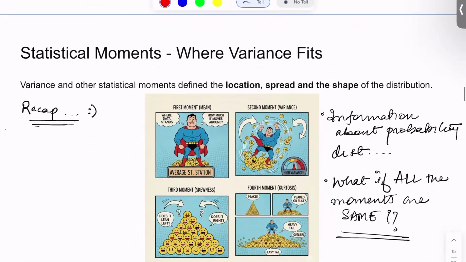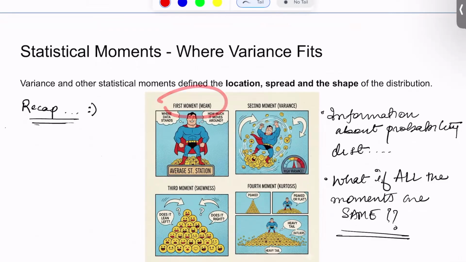So far what we have covered is the first moment, that is the mean, which is where the data stands. The second moment, that is variance, is how the data is spread around the mean. The third moment, skewness, gives us the inclination or the tilt or the asymmetry of the data around the mean again. And the fourth moment, kurtosis, gives us the heaviness of the tail.